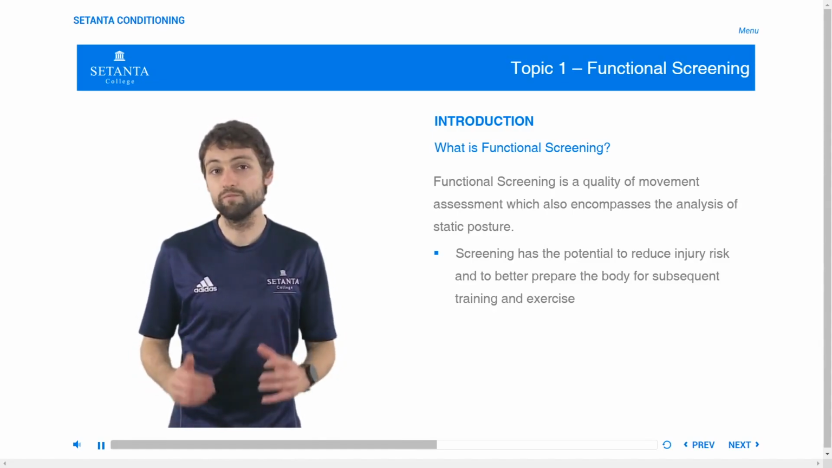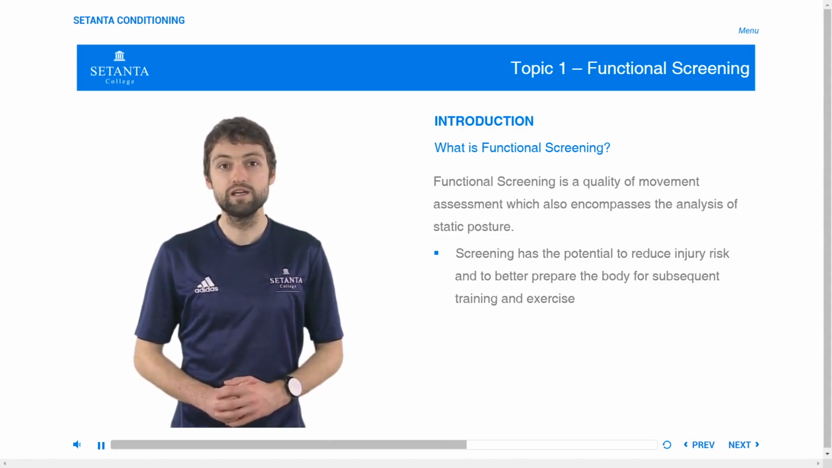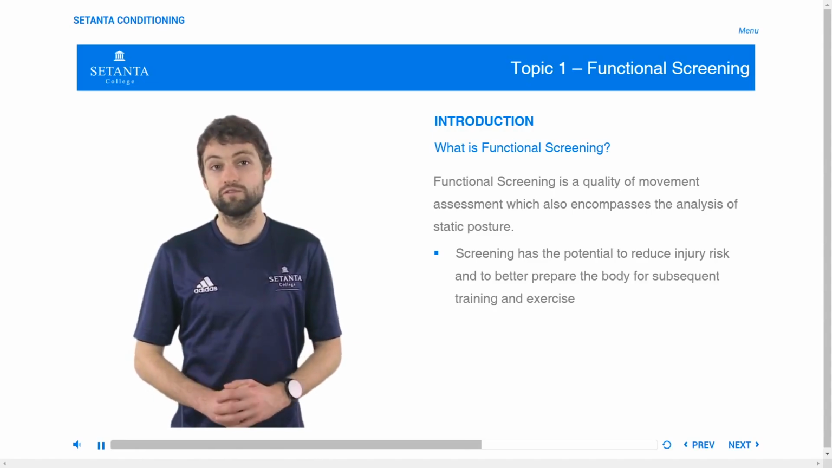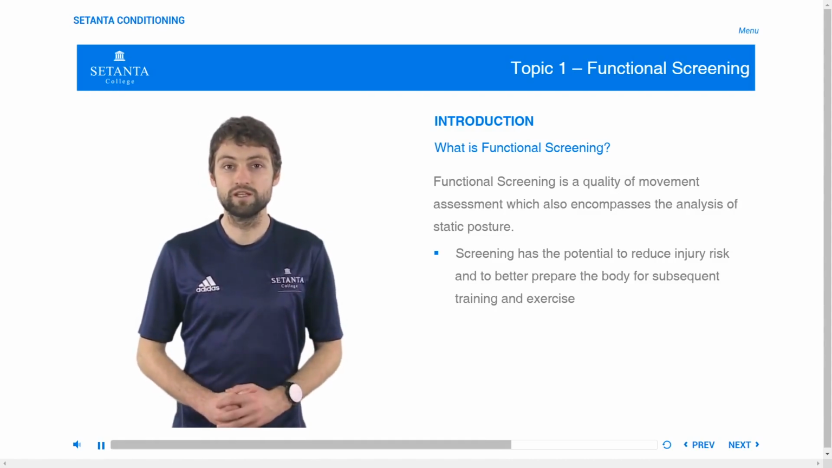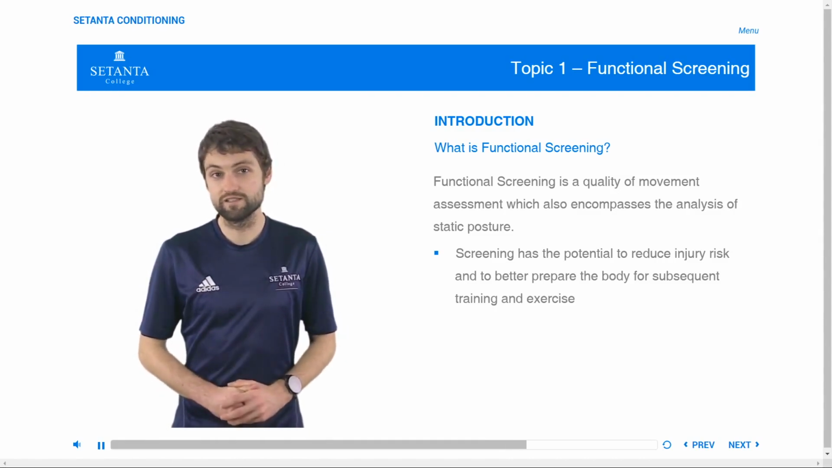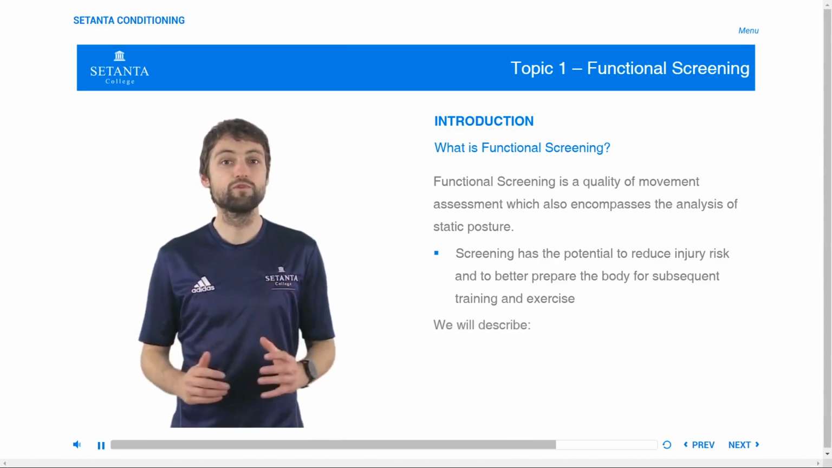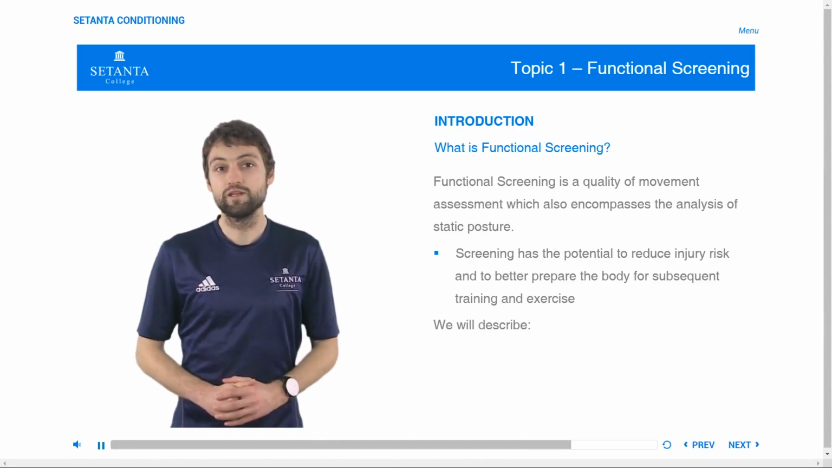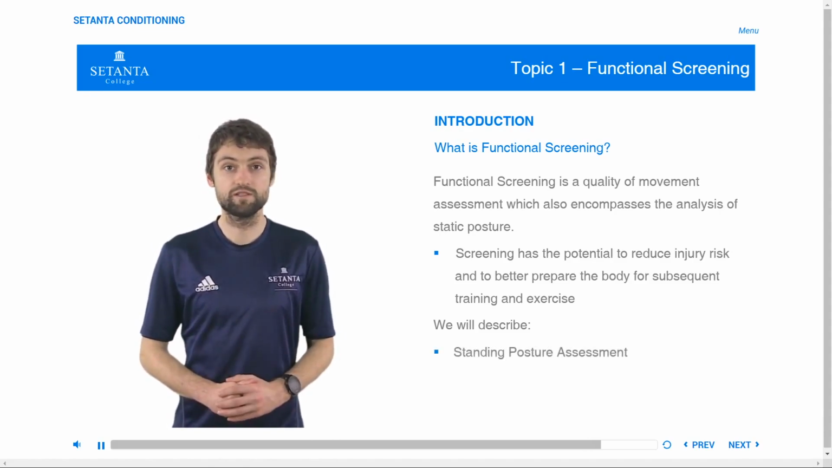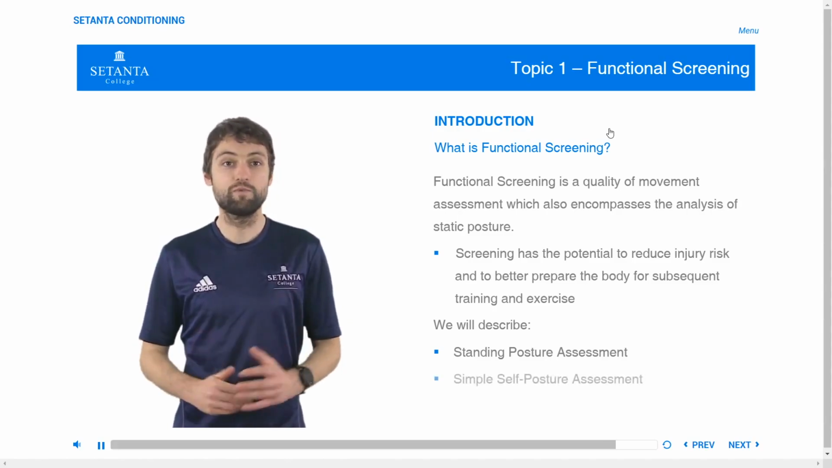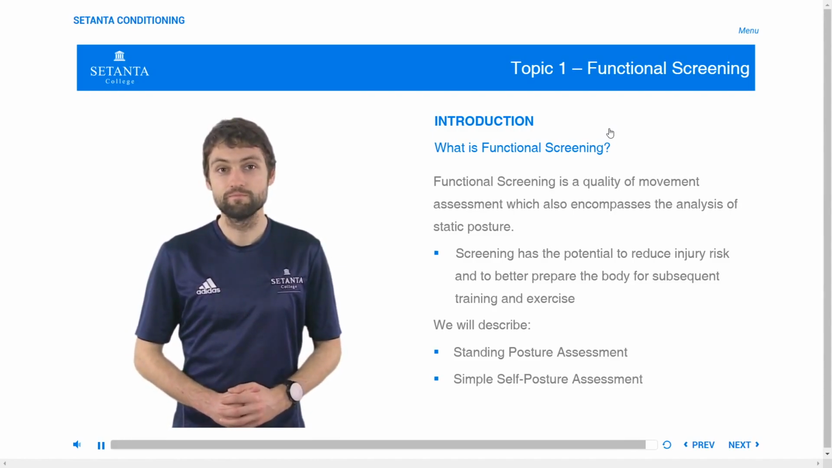All seek to reveal either compensatory patterns in movements or expose imbalances in stability and mobility that may exist throughout a given movement. Throughout this section of the course, we will describe several forms of screening that will assist you in identifying imbalances within your own movement pattern or indeed a friend or colleague. We will describe 3 basic screening tools that can be implemented with the use of minimal equipment. Firstly, we will describe standing posture assessment before progressing to a simple self-posture assessment. And finally, we describe the most common movement assessment of all, the overhead squat.